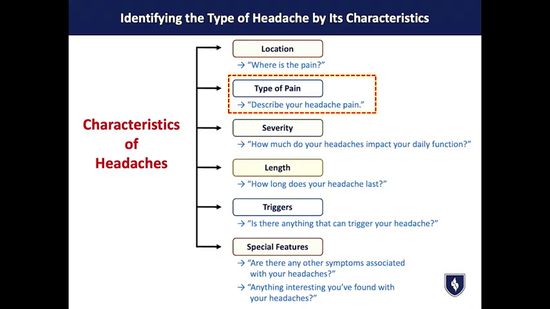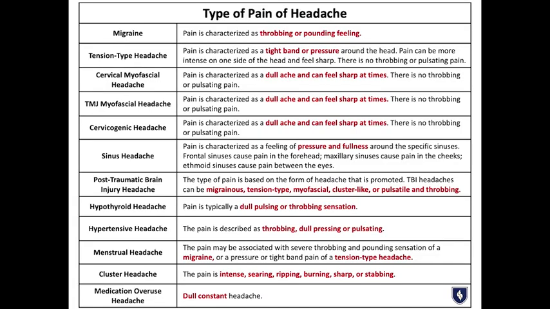Now, the type of pain is going to be really important for you as you go through and try to distinguish different types of headaches. So migraines are basically known for causing like a throbbing or pounding feeling throughout the head. That's like an ipsilateral, one-sided, throbbing, pounding feeling, which is one of the key features. It's that vascular, throbbing, pounding feeling.